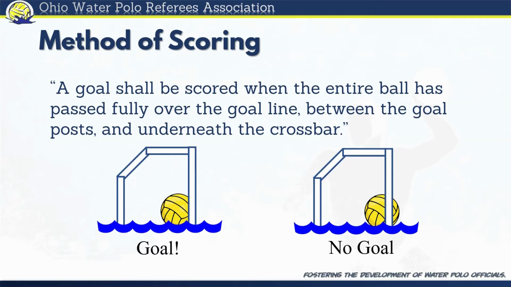The method of scoring, right? A goal shall be scored when the entire ball has passed fully over the goal line, between the goal posts and underneath the crossbar. Basically what this means is the entire ball must be inside the face of the goal. So we're looking at this from the side. This would be a goal because you cannot see any of the ball sticking out. Over here, this is not a goal. So the ball must be completely inside the face of the goal for it to be a goal.